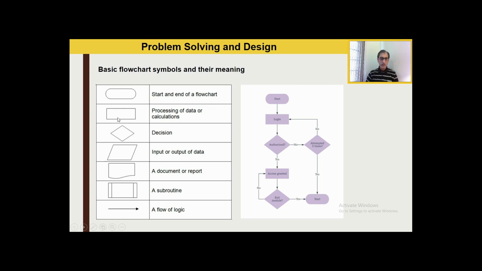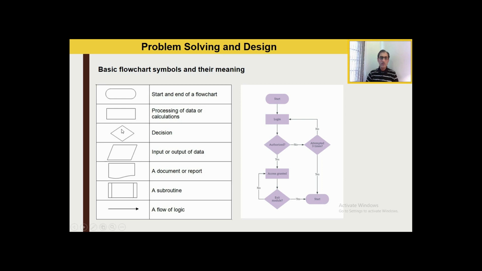And then this elongated rectangle with the properly defined edges is used to depict the processes or the processing that goes on in any algorithm or in any program. Then this diamond shape is used for decision.